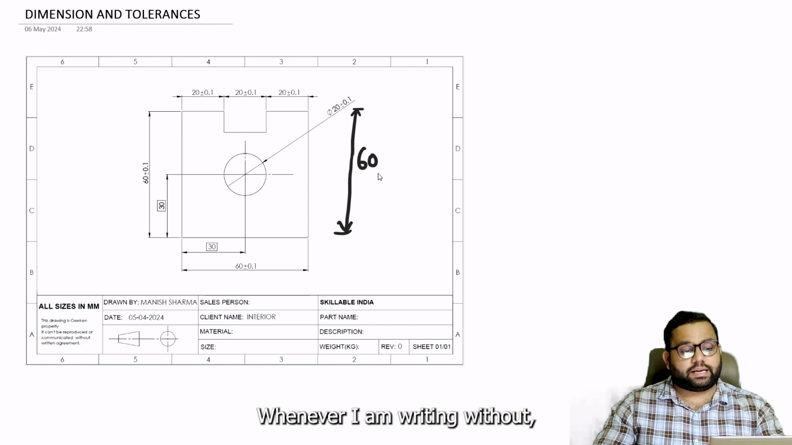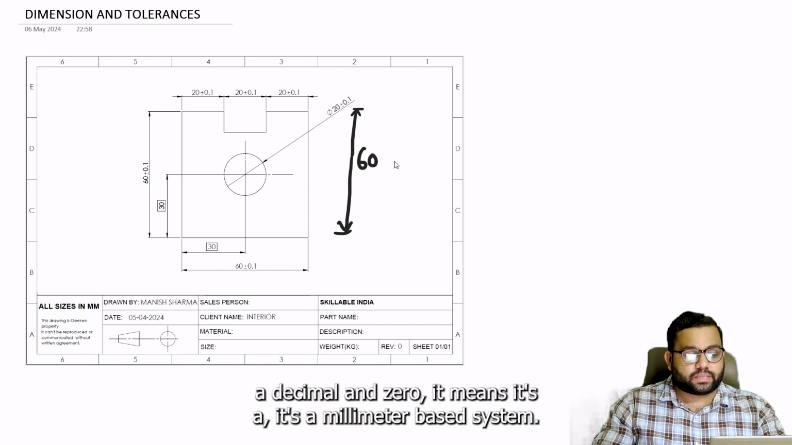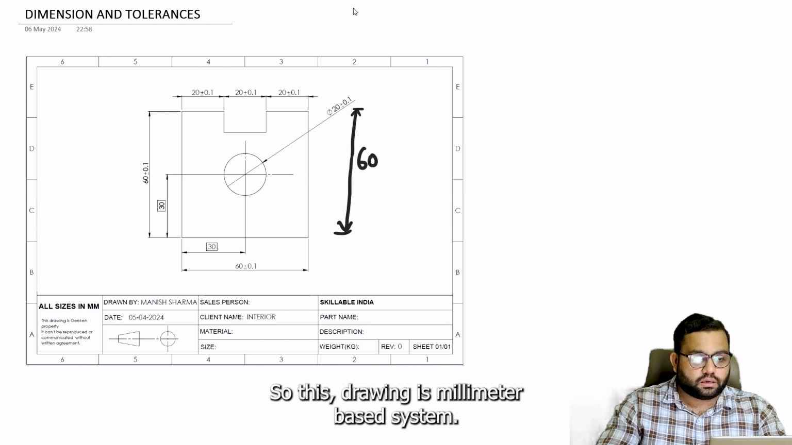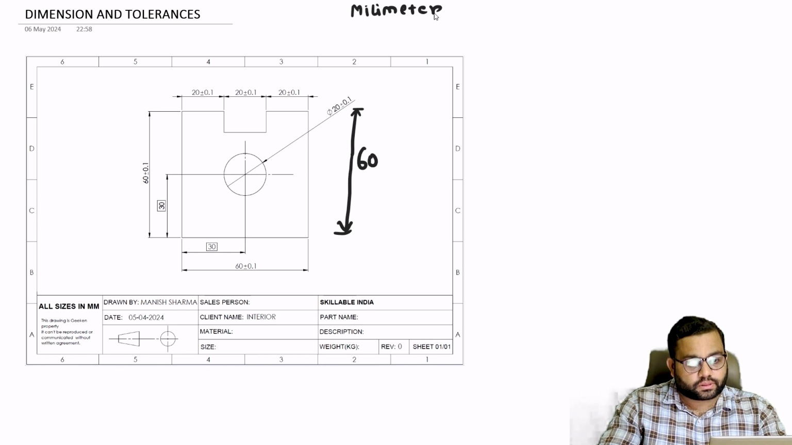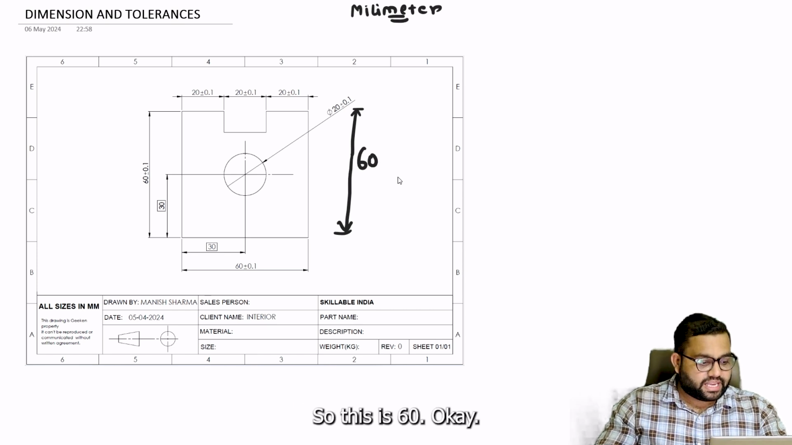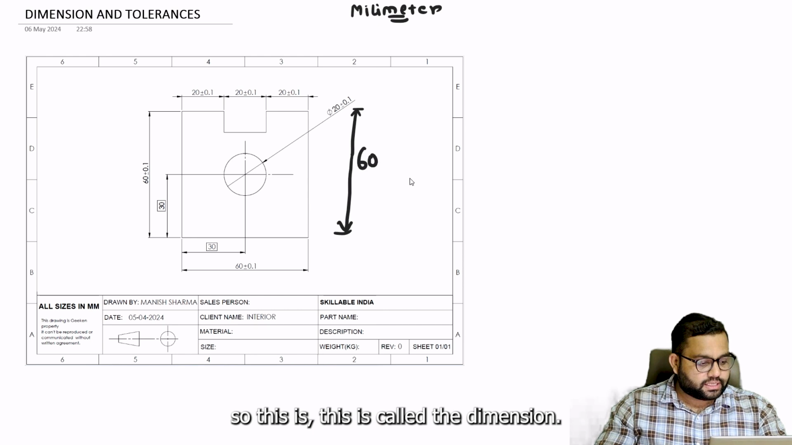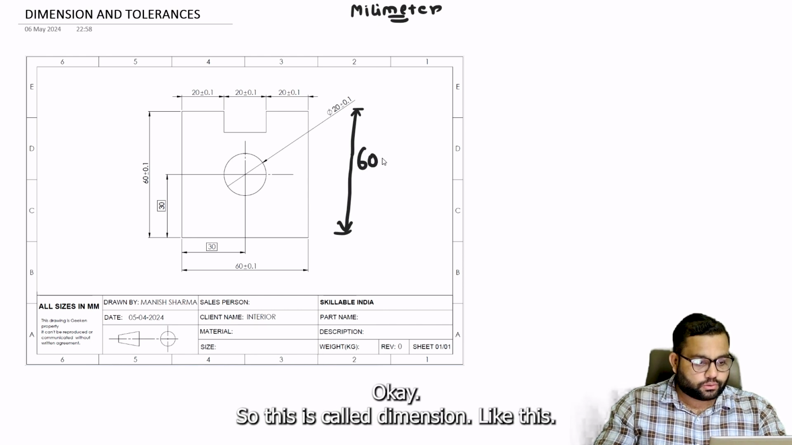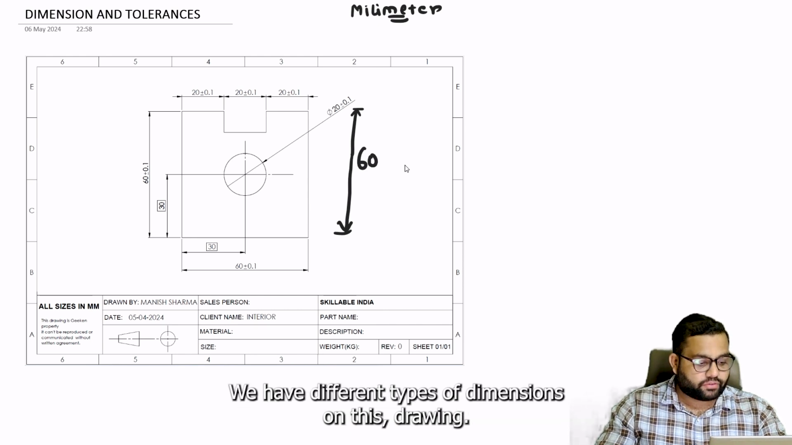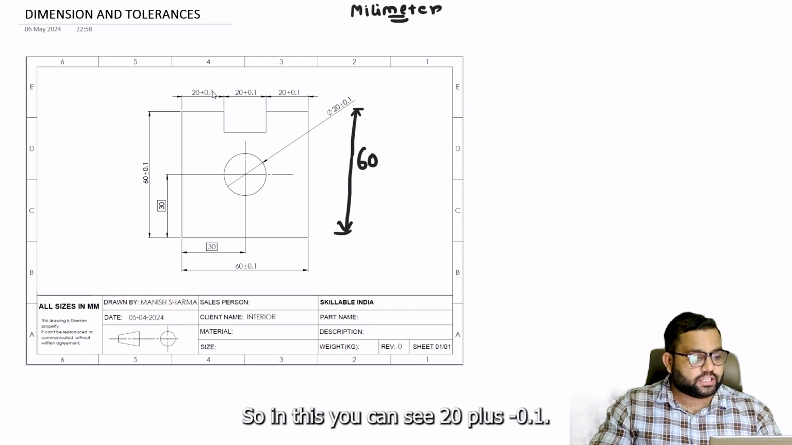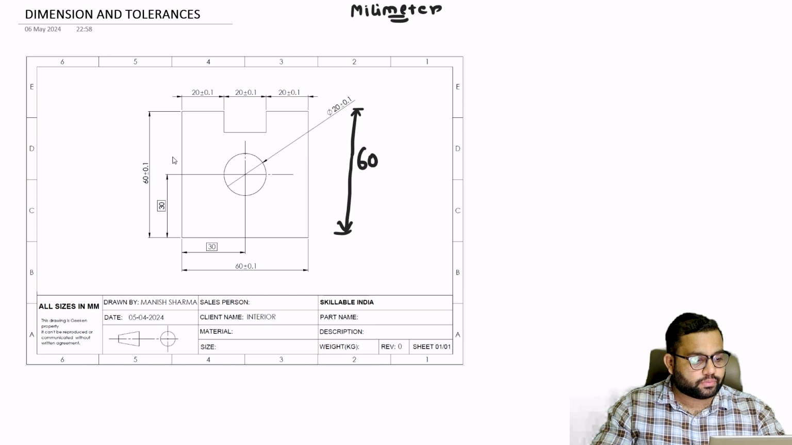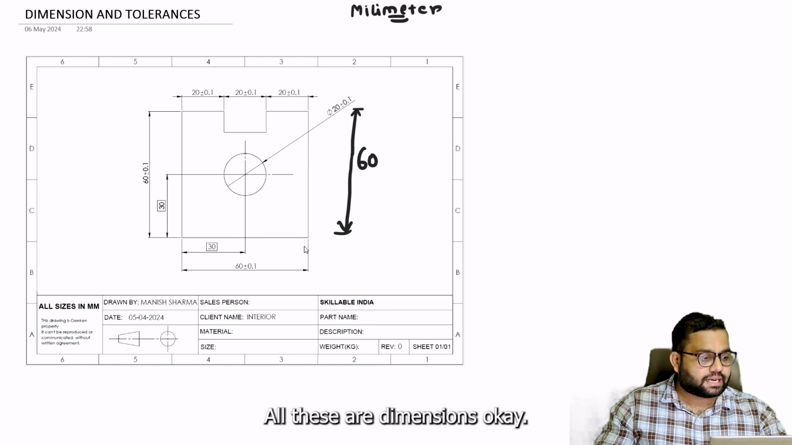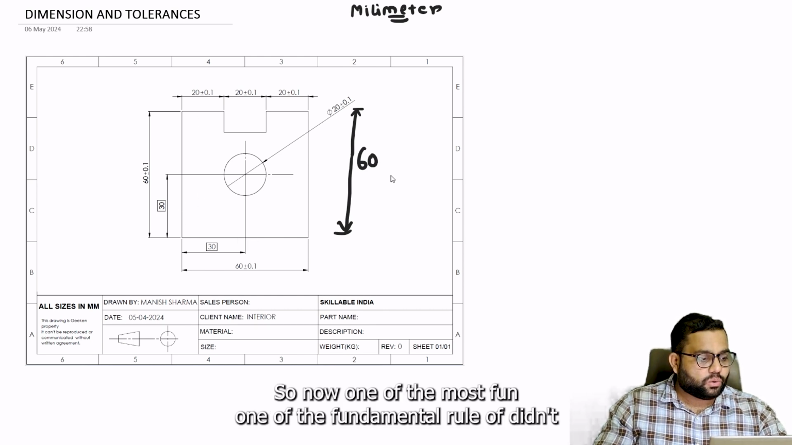Whenever I'm writing without a decimal and zero, it means it's a millimeter based system. So this drawing is a millimeter based system, and this is 60 mm. This is called the dimension. Like this, we have different types of dimensions on this drawing. You can see 20 plus minus 0.1 mm, 60, 30 mm. All these are dimensions.